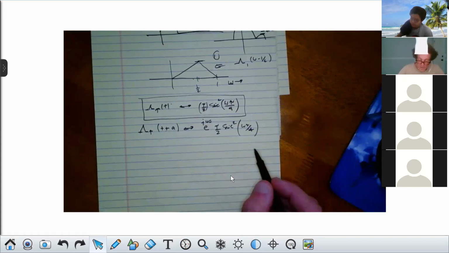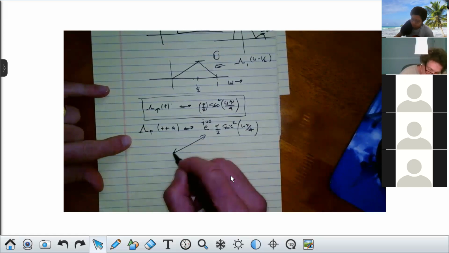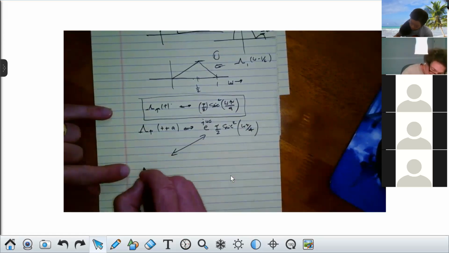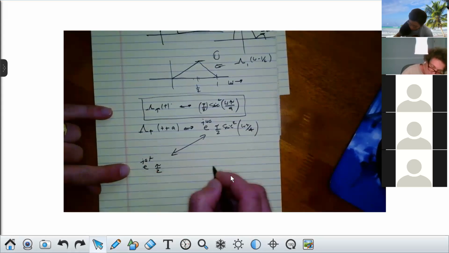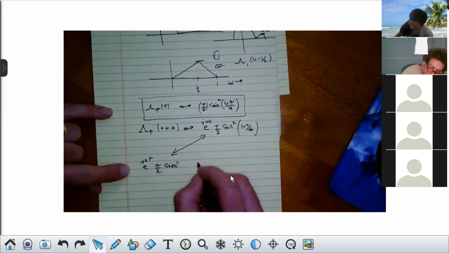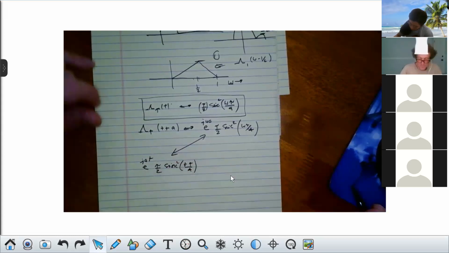All right. Now, use duality. So first, I'm going to go from frequency to time, and I'm going to replace omega by t. So I have e to the j A t times tau over 2 times the sinc squared of t tau over 4. Agreed?